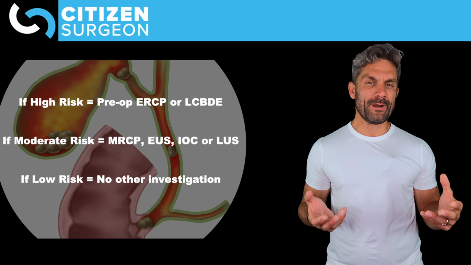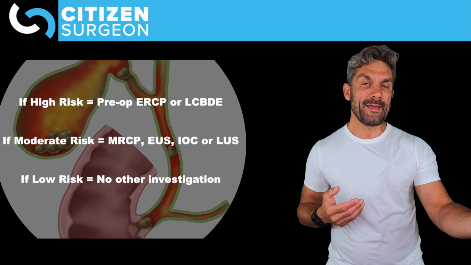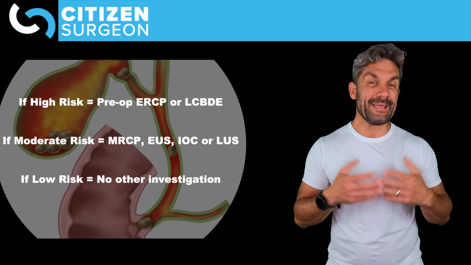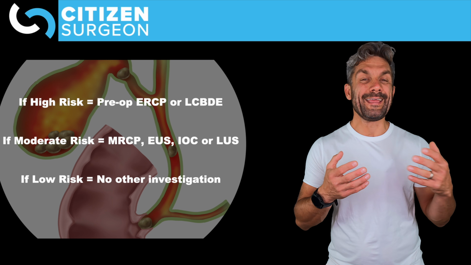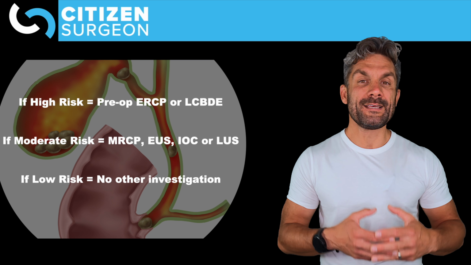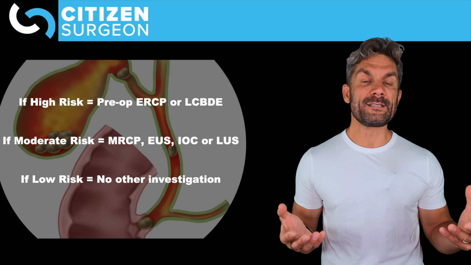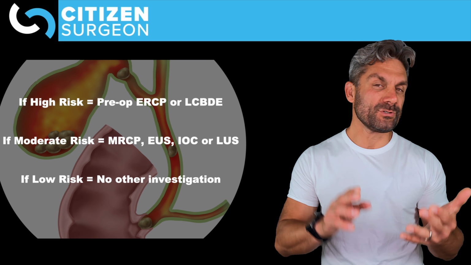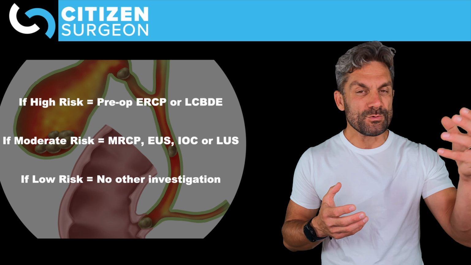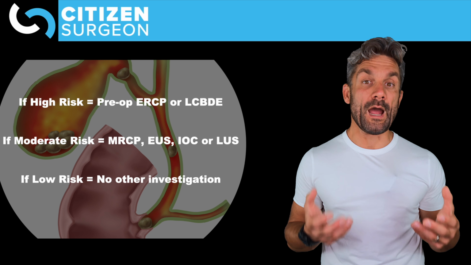If we have moderate risk, we need more imaging. That could be getting an MRCP. That could also be an endoscopic ultrasound, or it could be an intraoperative cholangiogram or an intraoperative ultrasound. Either of those can give us some more information on if we have an obstructing stone. And if we have low risk, we don't need an MRCP or an intraoperative cholangiogram or any other additional modality. So that's how we use this risk profile in determining the management strategy for our patient preoperatively.